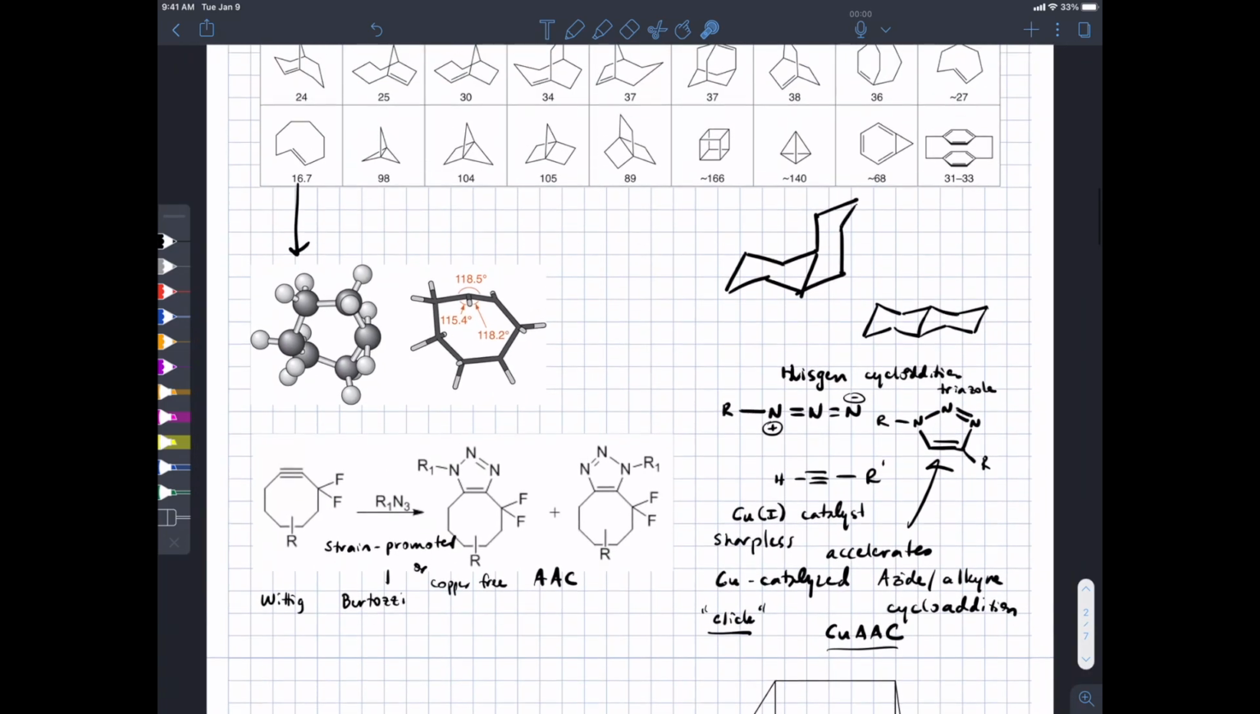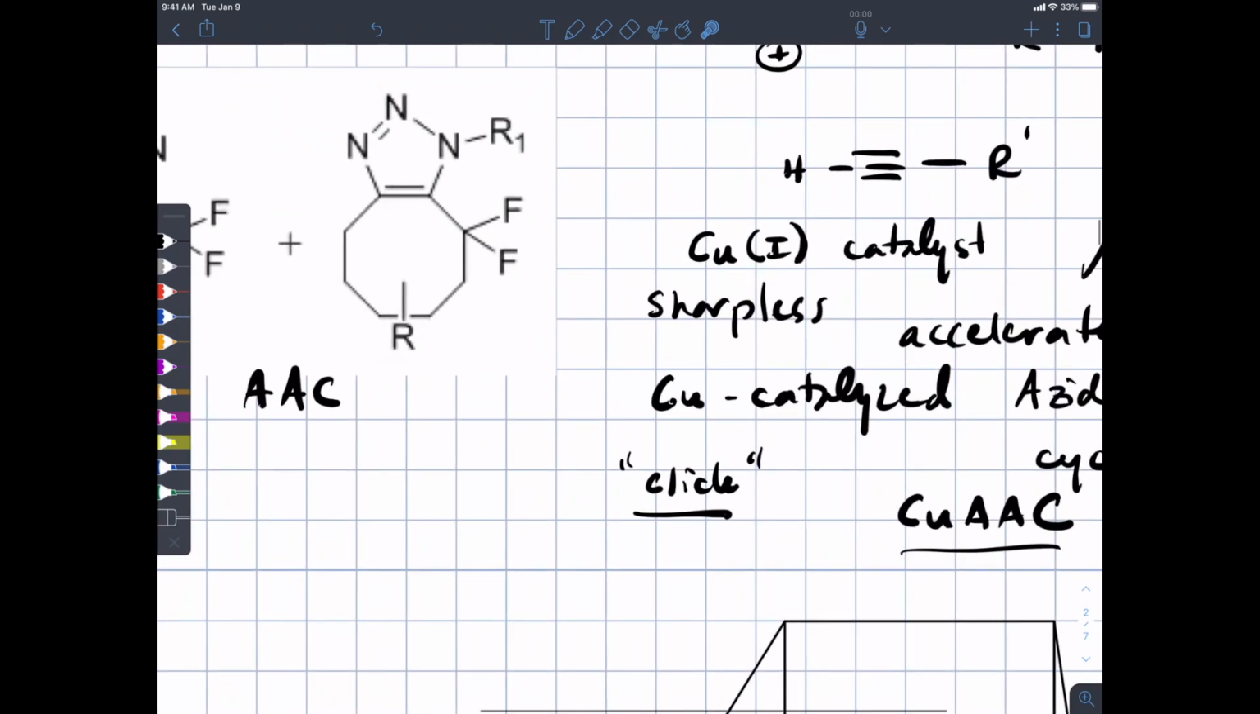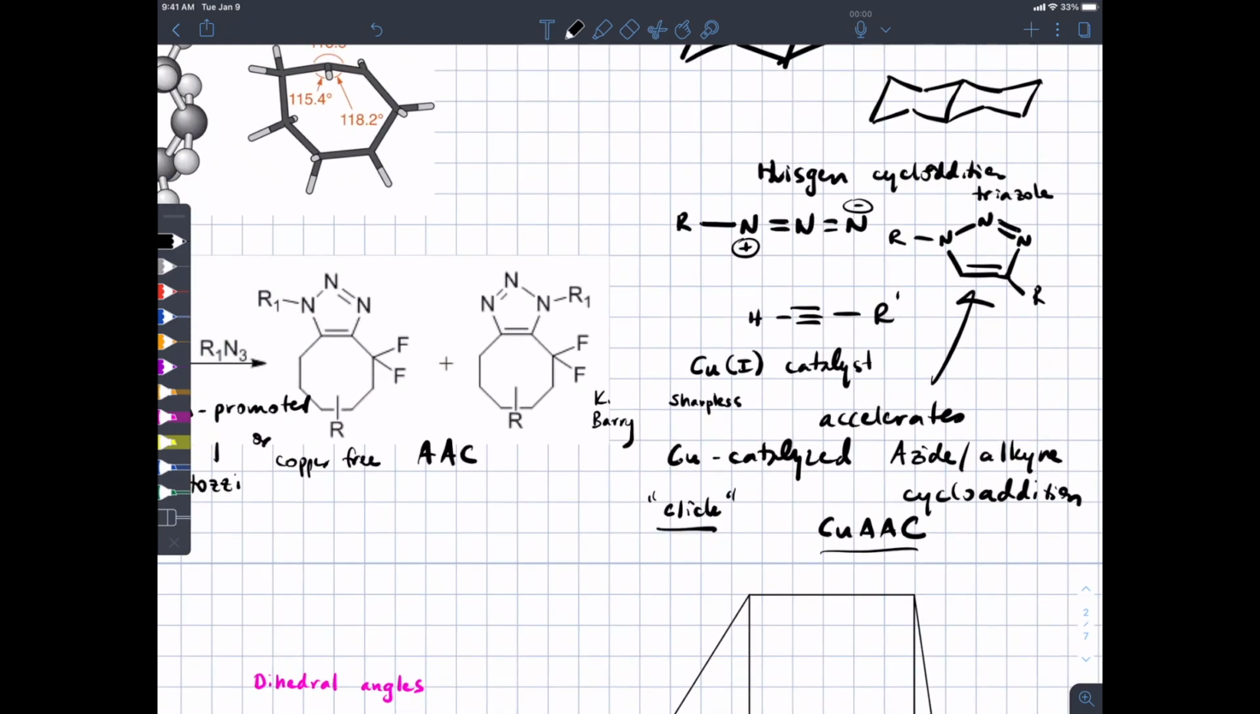The stuff we wrote there, is it Shapeless or Sharpless? Sharpless, yeah. That's Professor K. Barry Sharpless at the Scripps Research Institute. He won a Nobel Prize, I think, in the early 2000s for the asymmetric epoxidation reaction. And there are people who have speculated since then that this other reaction might also be worth a Nobel Prize.